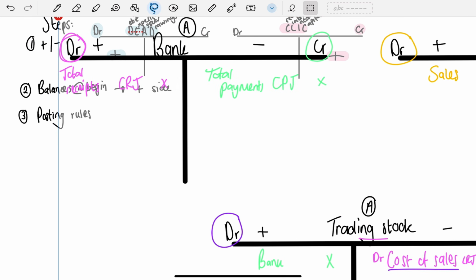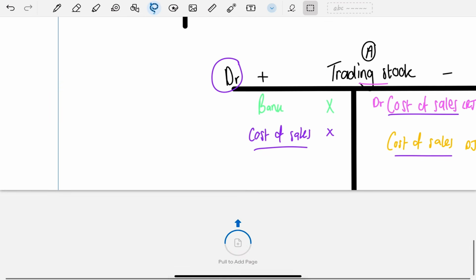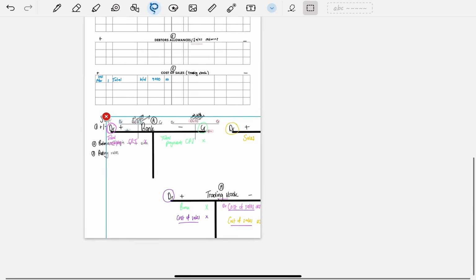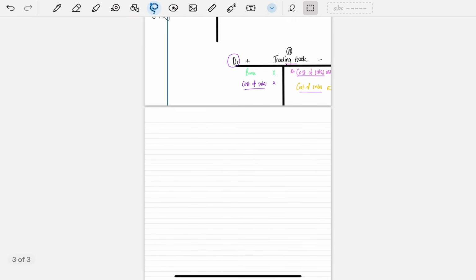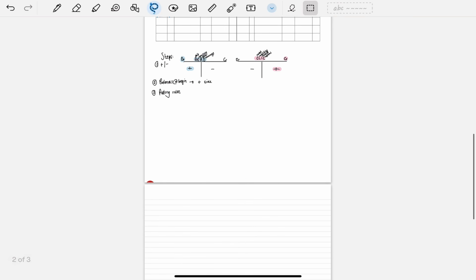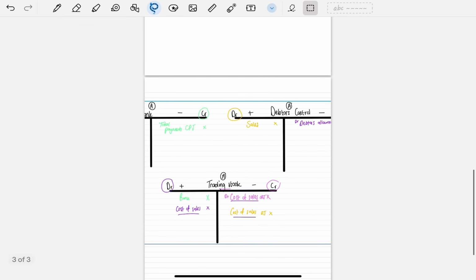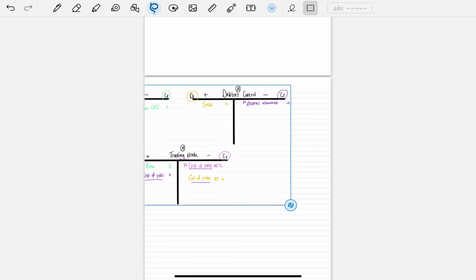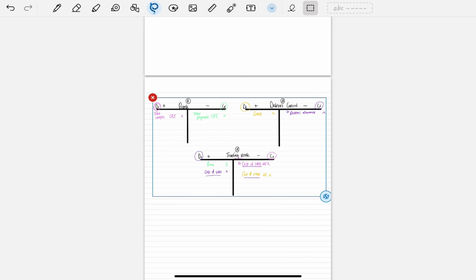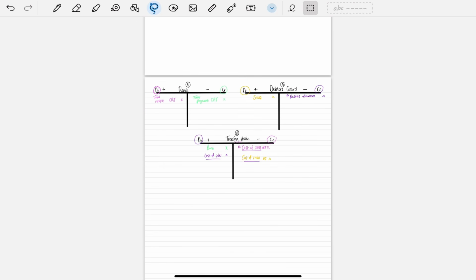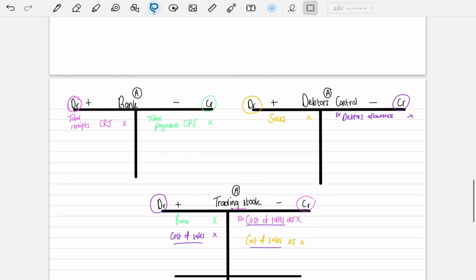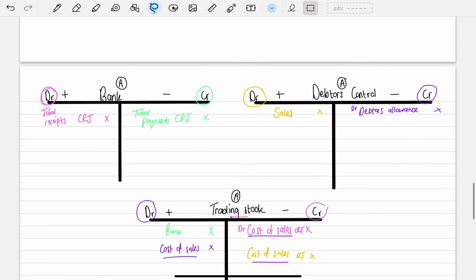Oopsie. Sorry, let me just add a page and then we can take that there. Right, so posting rules really are your consistent rules that you can know will always be the same in accounting. It does not change.